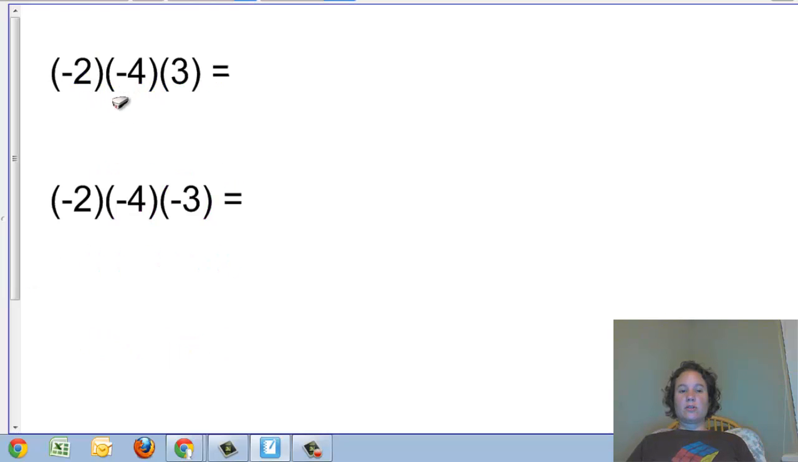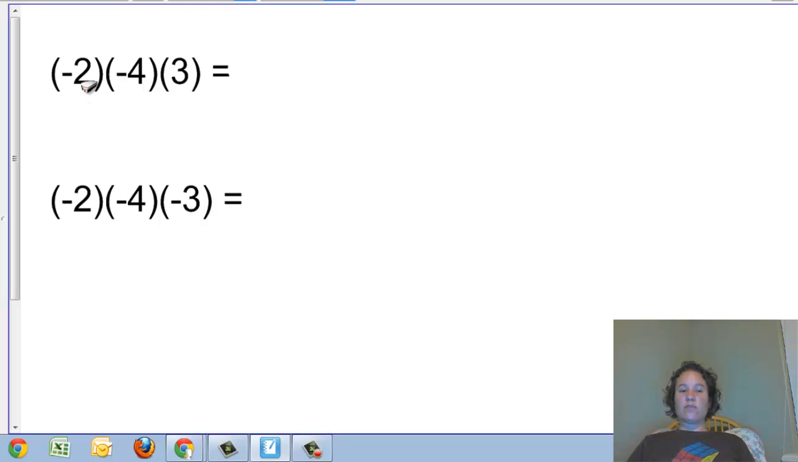These examples are just dealing with 3 numbers instead of 2. So I'd like you to take a look at this first problem here, negative 2 times negative 4 times 3, and think about whether you think that's going to have a positive answer or a negative answer. Now take a look at this second problem, negative 2 times negative 4 times negative 3. Is that answer going to be positive or negative?